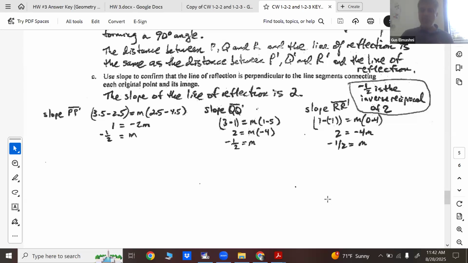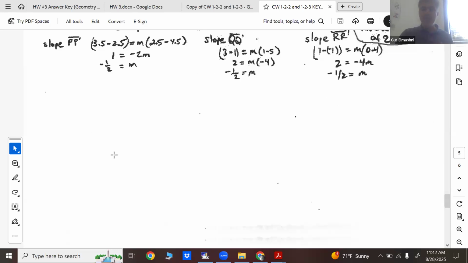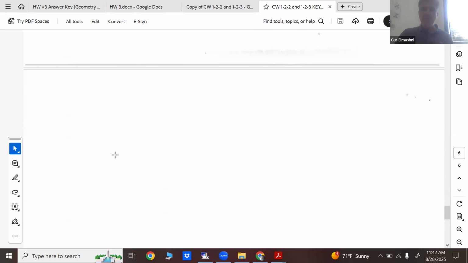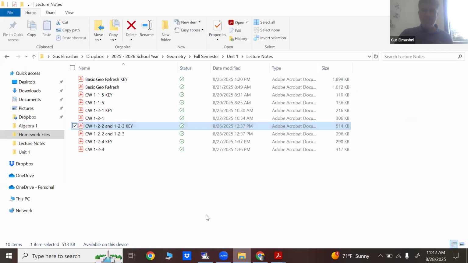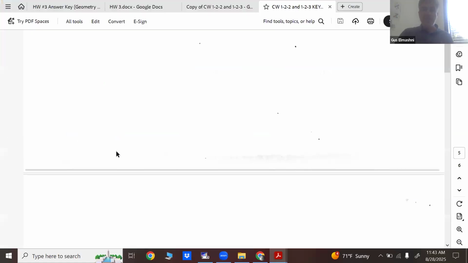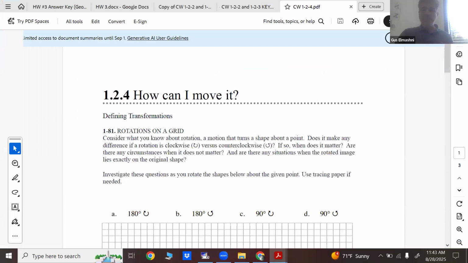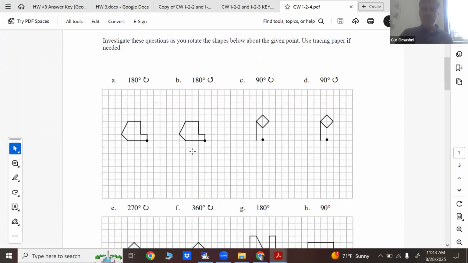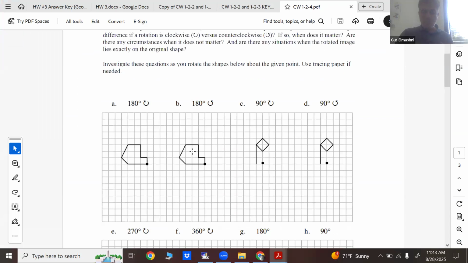Hence, you have perpendicular lines. So now let's move on to 1.2.4. We'll spend maybe 10-ish minutes on it, maybe 12 minutes, and then probably won't be able to finish up, but we'll definitely wrap it up on Tuesday. I don't see you guys again until Tuesday. And I do need to get out tracing paper again. So what we're going to do is trace these images using these rotations.